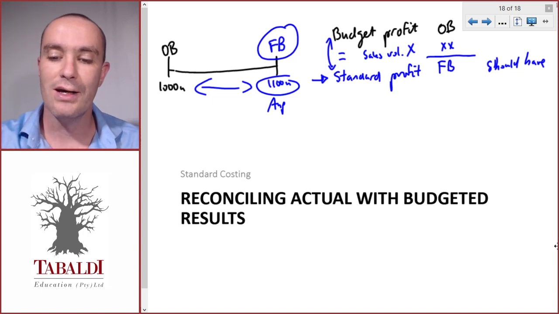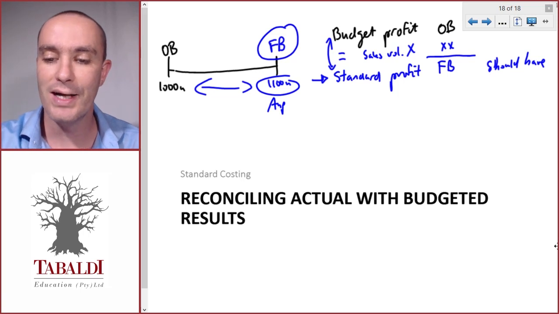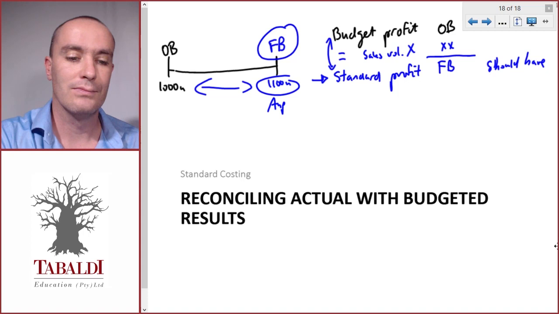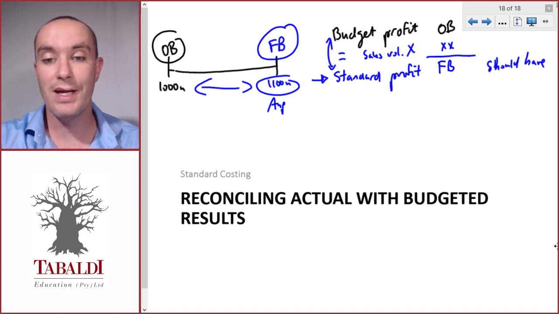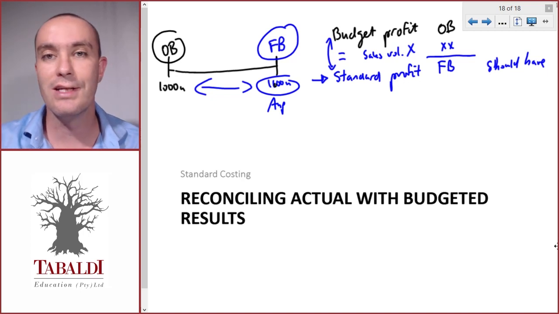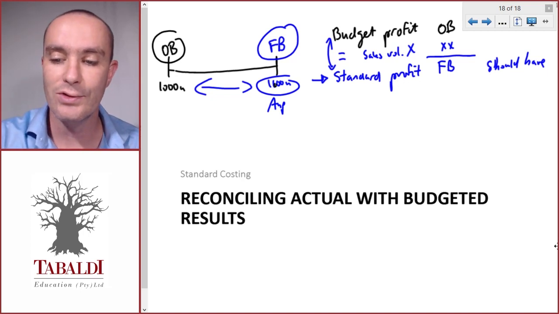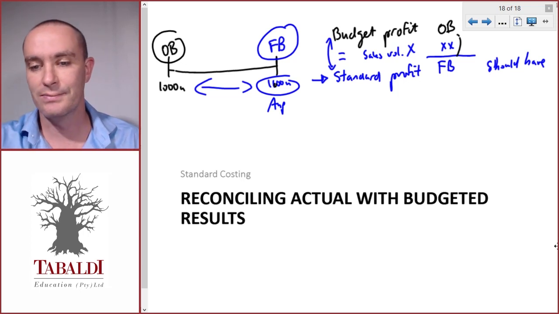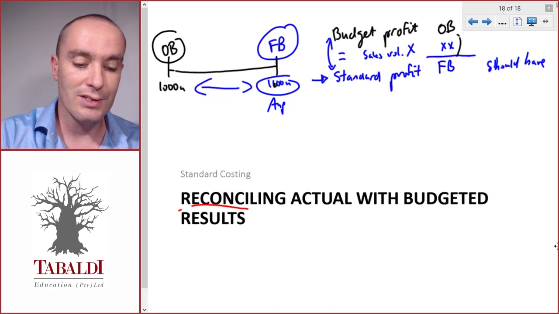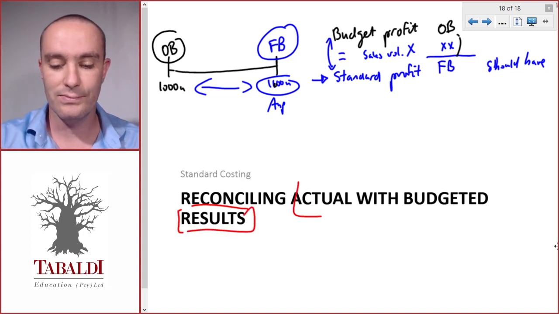But for now, just realize that budgeted profit is the original budget and standard profit is the flexed budget. And they could be the same because if the flexed budget units were also 1,000, then there won't be any difference between the original and the flexed budget. But now they asked us to reconcile this with the actual results.